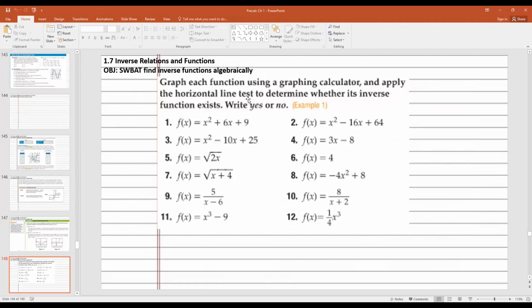All right, so graph each function. Okay, let me get this ready. Here we go. I'm going to put up Desmos here so you can see it, and I'm going to stop sharing. Actually, let's look to see what we have here first.